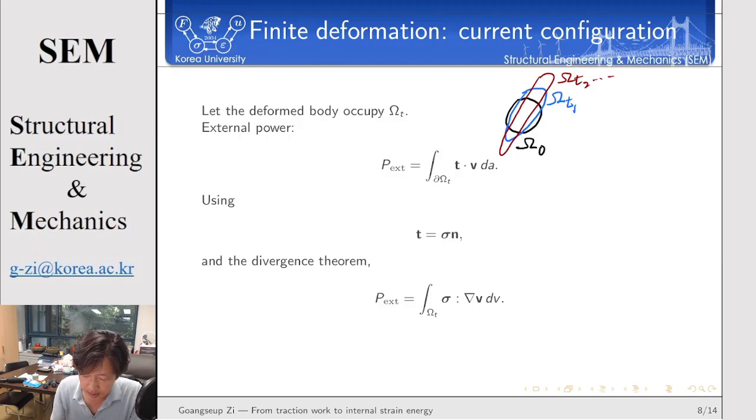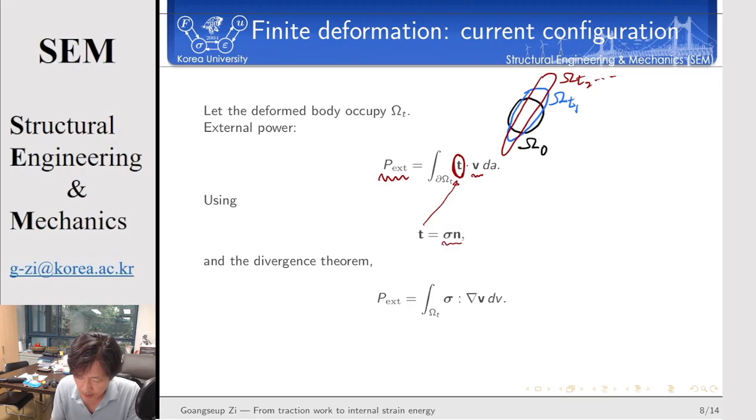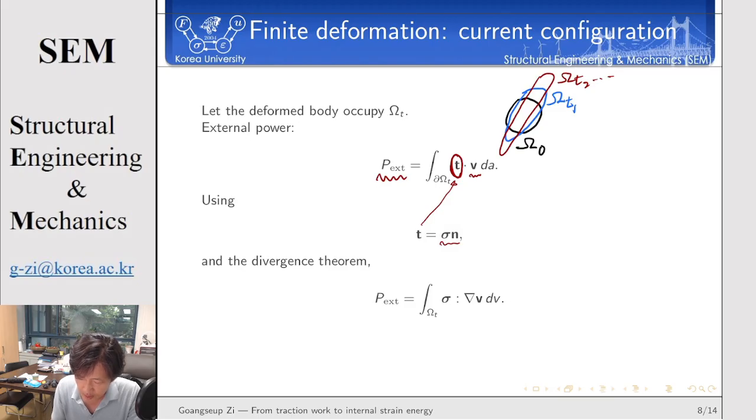That's why in this case, instead of using the work, let's consider the power. The power is the change of work over time. So now we consider the work done by the traction over the velocity, and that is the power. Similar to last time, we calculate the power over the surface of the deformed body, and then I want to replace the traction by Cauchy's definition, stress and the normal. Then finally, using the divergence theorem, the surface integration can be transformed to the volume integration.